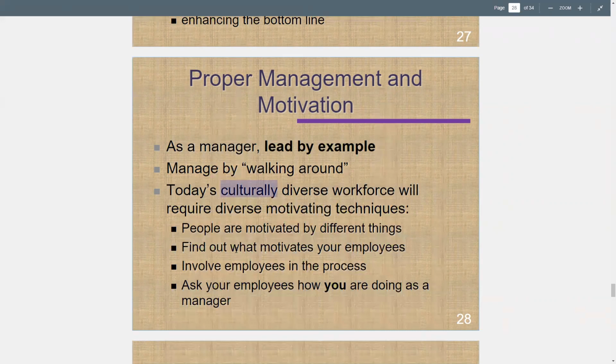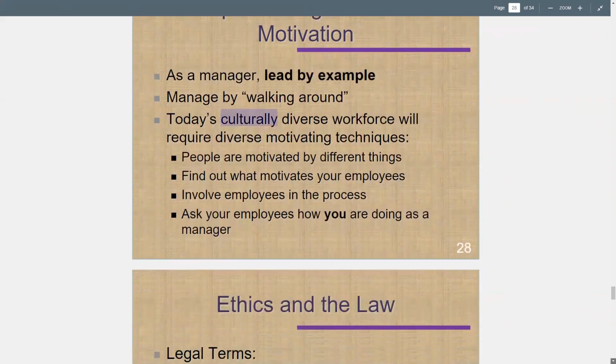One person might be motivated very much by money. Another person might be motivated very much by praise. A third person might be motivated by getting particular job assignments. And so considering what motivates Sally versus Bob versus Larry versus Mary is important. And it's good to get feedback from your employees. Ask them, what motivates you? And also ask them, well, how can I manage you better? How can I be better at my job?